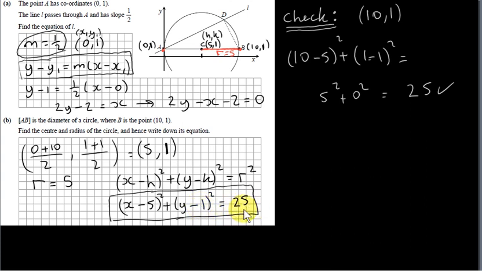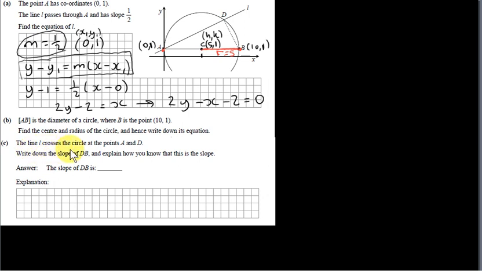this equation is satisfied. The line L crosses the circle at points A and D. Write down the slope of DB, that's this line here, and explain how you know that this is the slope. Now we use an important theorem here, that is, the angle in a semicircle is 90 degrees. So we have a semicircle here. AB is a diameter, so we have this semicircle here, and this is the angle in the semicircle.